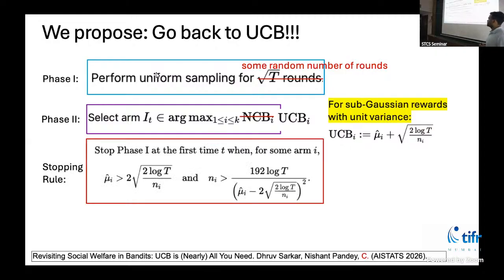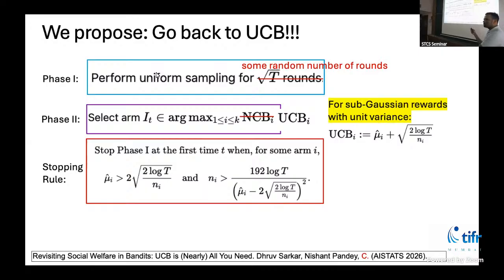The key idea here is that we use a random stopping rule which depends on the data collected. In phase 1, the random exploration phase, we stop at the first time t when, for some arm i, the number of times the arm has been played is greater than log t divided by the square of mu i hat minus square root of something over n i. So what is this quantity? Let's look at it in a bit.